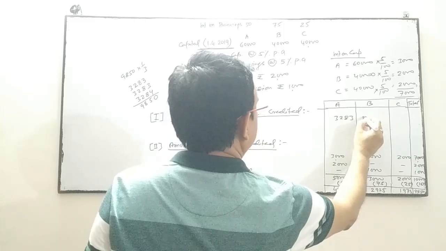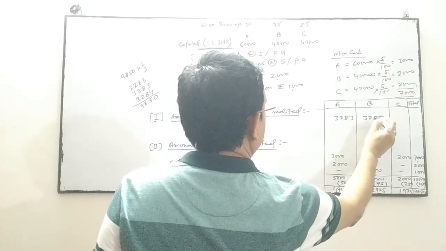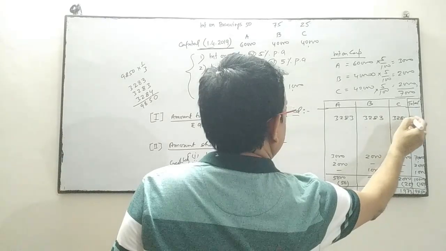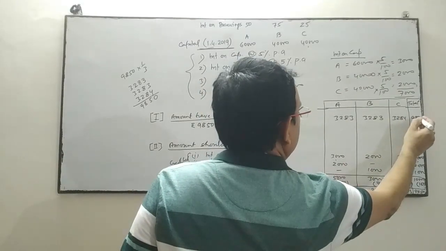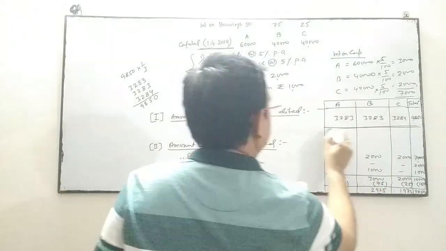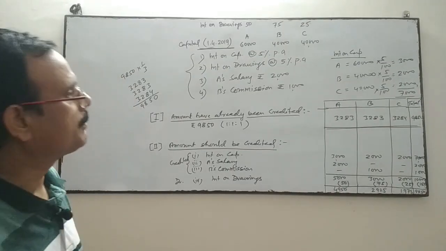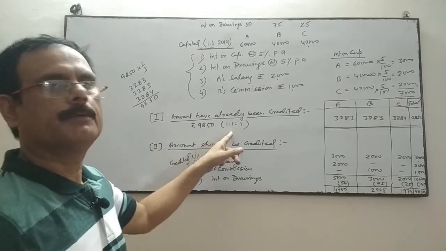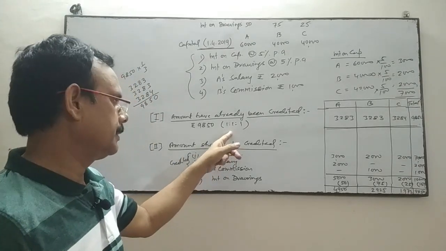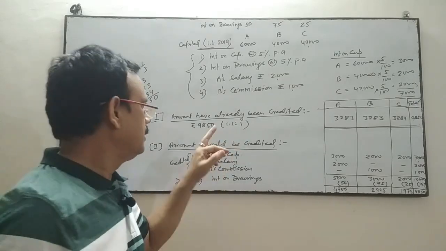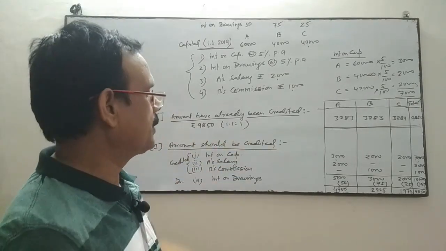3,283 to A, 3,283 to B, and 3,284 to C, and total is 9,850. This amount has already been credited in the partners' capital accounts in the ratio of their profit sharing ratio. If the profit sharing ratio is equal, then in this ratio this amount has been distributed.